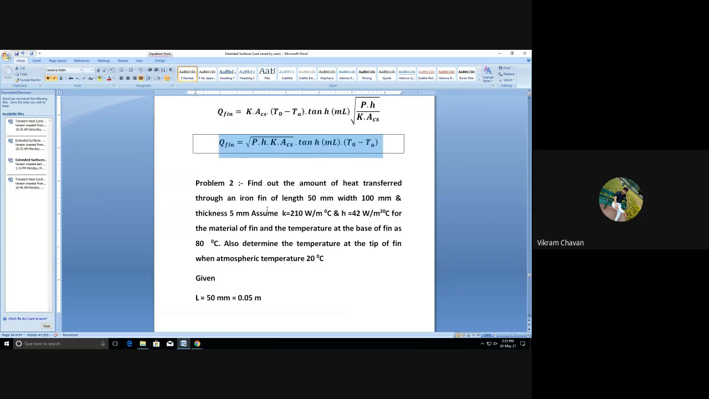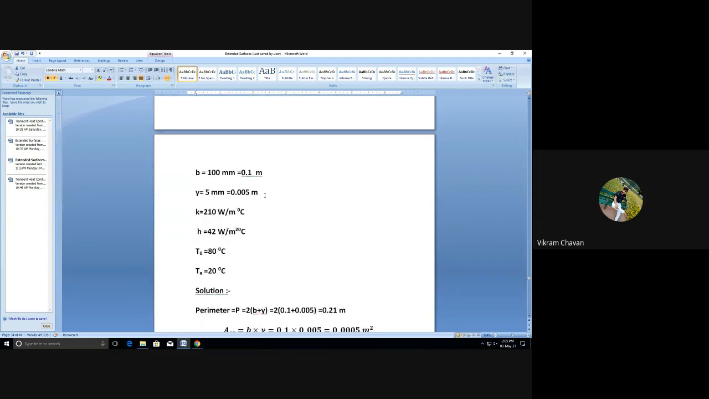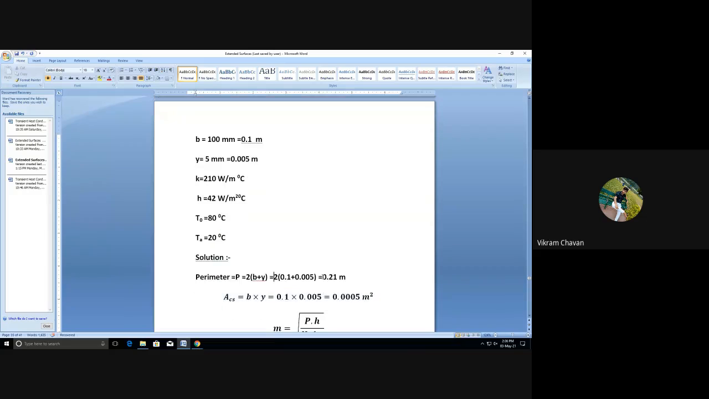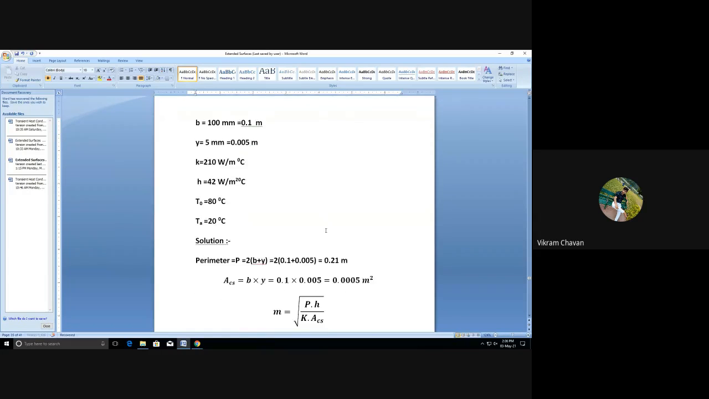Okay. So first is P, perimeter, we need to find out. P is equal to 2 multiplied by (B plus Y), width plus thickness. So width is 100 mm, which is equal to 0.1, and thickness is 5 mm, that is 0.005. So 2 multiplied by inside bracket 0.1 plus 0.005 will give you the value of 0.21 meter. Okay, perimeter is 0.21 meter.